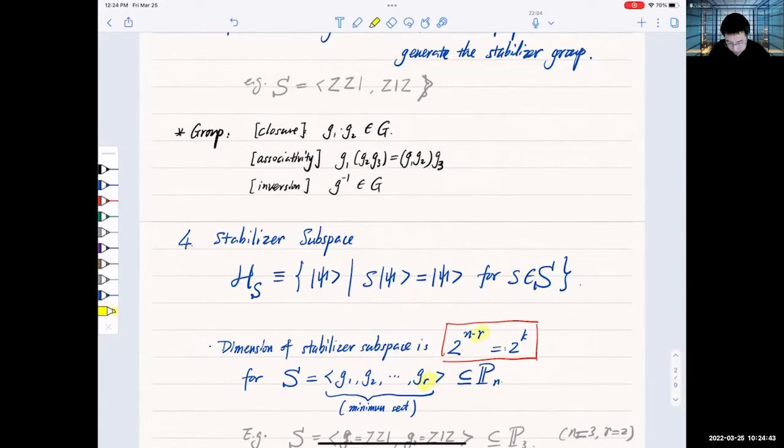Since the starting point, if you have n qubits, is 2 to the n, when you have R stabilizer generators, then the dimension of the stabilizer subspace is actually 2 to the k, where k is equal to the total number of qubits minus the number of stabilizer generators. And that gives you the dimension of the Hilbert space, which is 2 to the k, which if we take a log base 2, indicates the number of logical qubits.